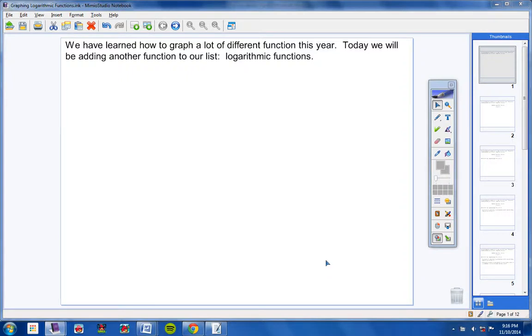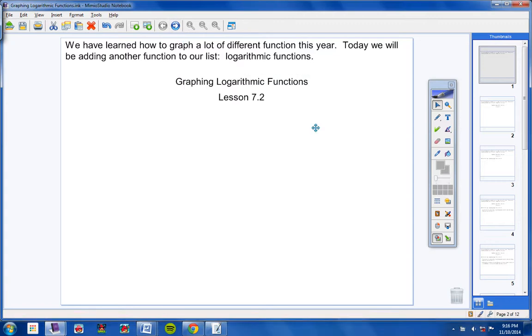Okay, pre-cal students, we have learned how to graph a lot of different functions this year. Today we will be adding another function to our list called logarithmic functions. Okay, your heading for today is graphing logarithmic functions.